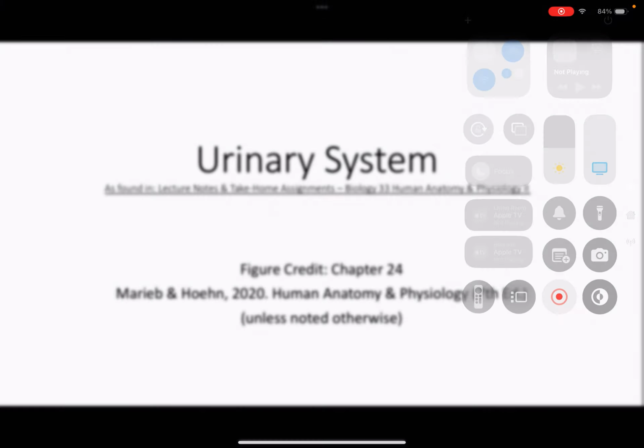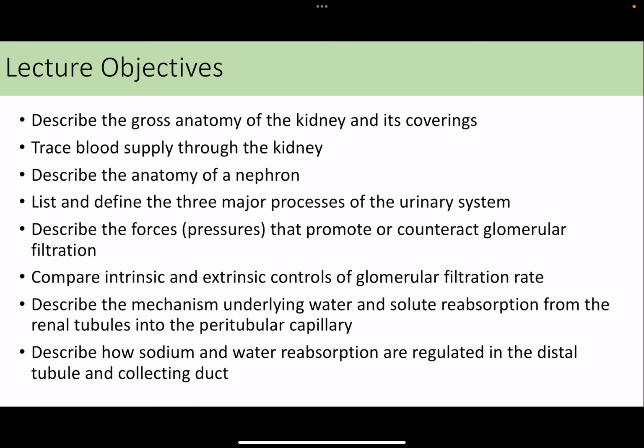Okay. So for urinary system, we're going to talk about the gross anatomy of the kidney and its coverings. We'll talk about blood supply through the kidney, the anatomy of a nephron. We'll talk about the three major processes of the urinary system, describe the forces or pressures that promote or counteract glomerular filtration. We'll talk about how we control glomerular filtration rate, or GFR.